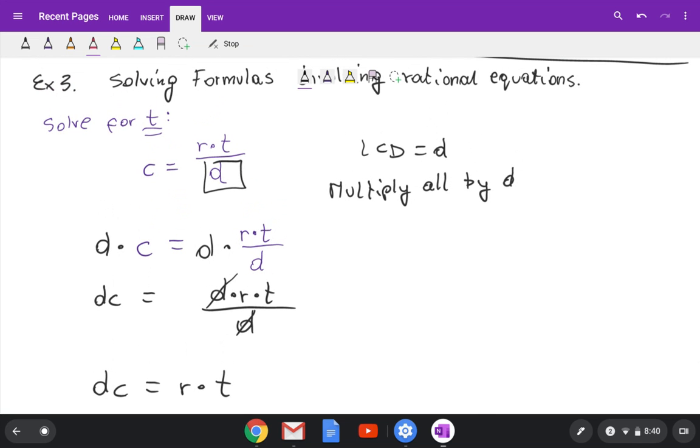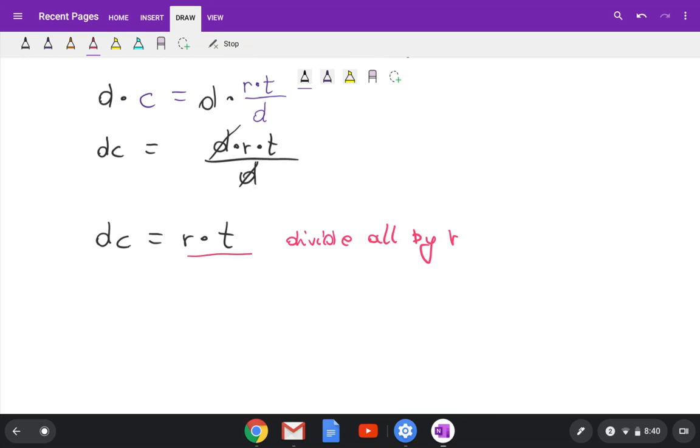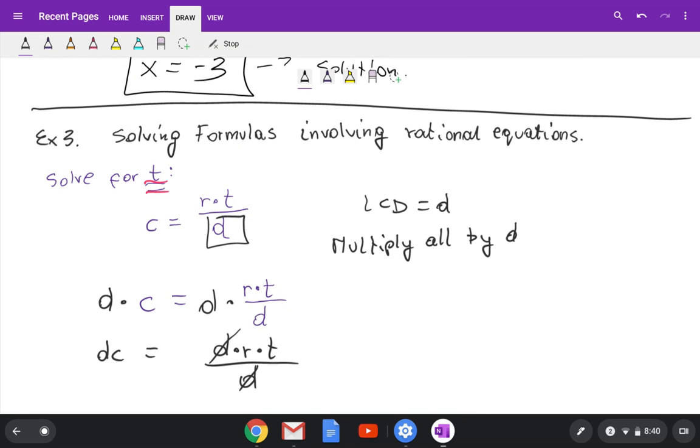And now we need to solve for t. So to solve for t, divide all by r. So we're going to isolate that t. We're dividing both sides by r, and we end up that t is equal to dc over r. Okay, so you solve those rational equations the same way. I know that you don't see too many coefficients, but again, all the rules apply the same way. And I have one more problem like this. So let's call this A. Let's do B.